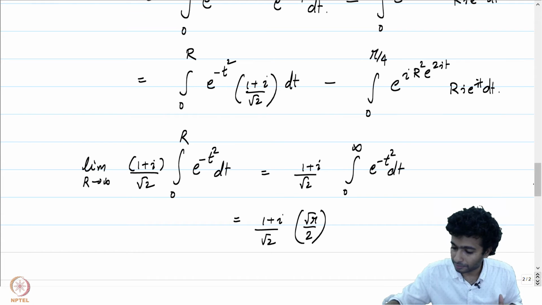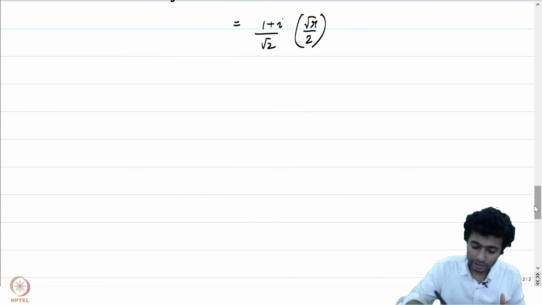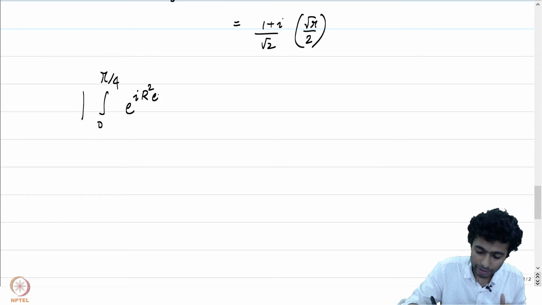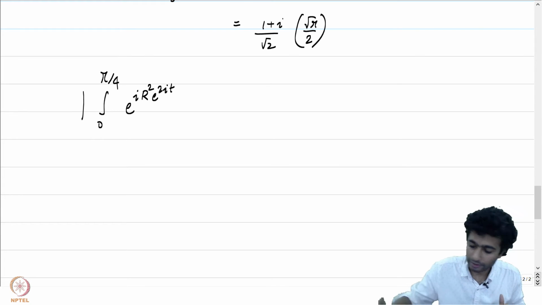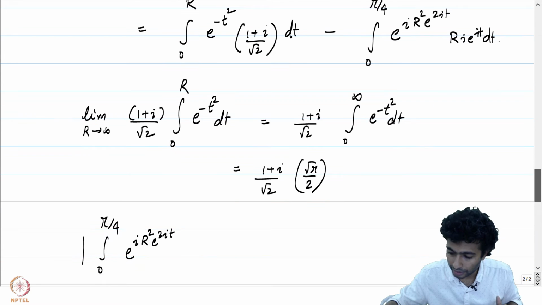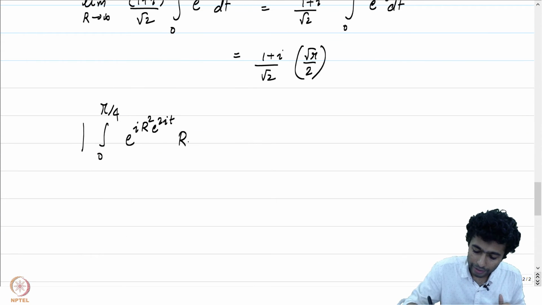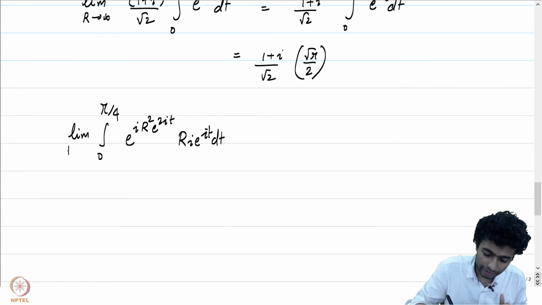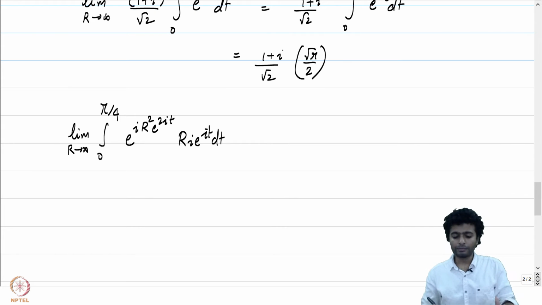Now let's focus on the second term. The second term is the absolute value of the integral from 0 to pi by 4 of e to the power i r square e to the power 2 i t. I think I am right here. i r square e to the power 2 i t, correct? r into i into e to the power i t dt. The limit as r goes to infinity. This is what we are interested in.